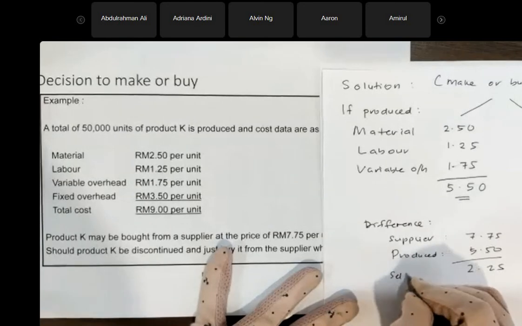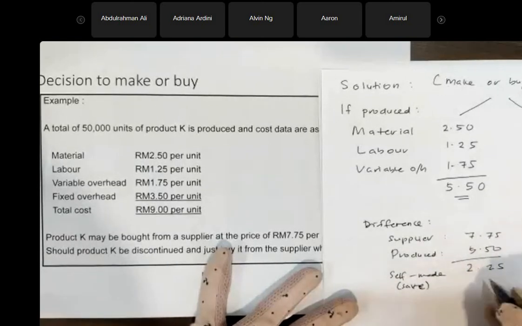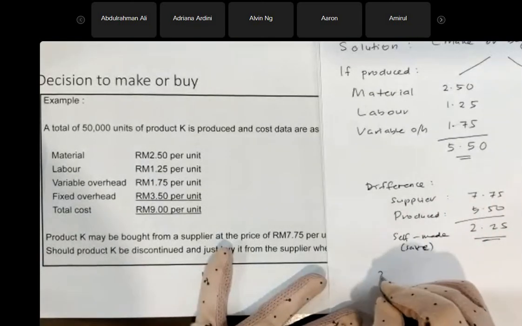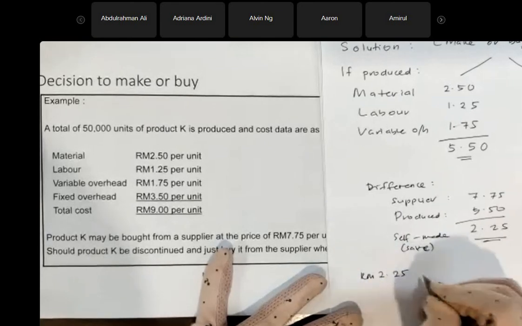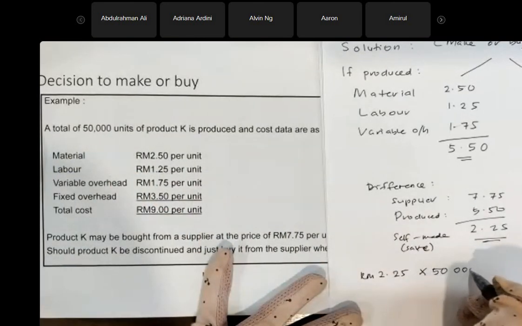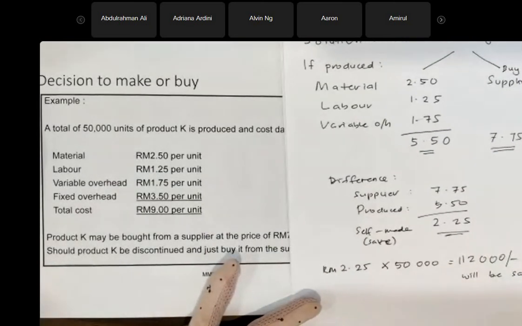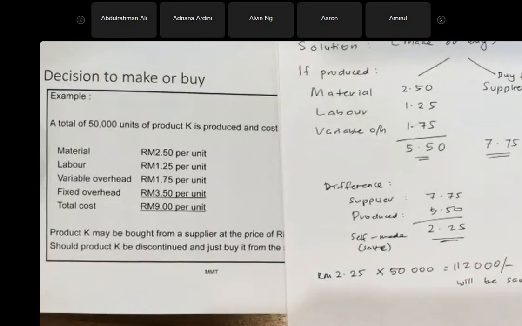So you have the extra, ataupun you can save 2 ringgit 25 cent. This one is self-made lah. Ni you can save the money. Okay, now you convert 2 ringgit 25 ni, if you times with the units here, 50,000, so actually you can save the money 112,000 ringgit. Ni sebenarnya that you can save. Can you see?